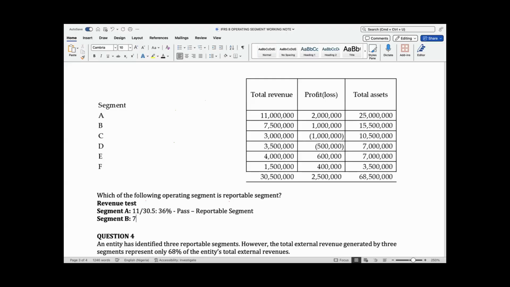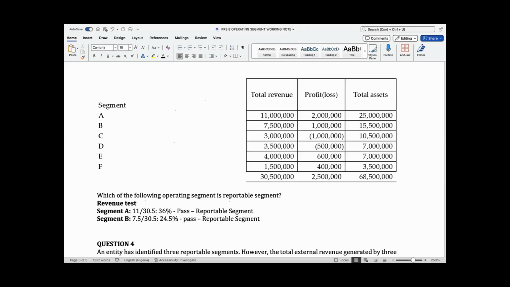That would be 7.5 divided by 30.5. So if I do 7.5 divided by 30.5, that gives me 24.5%, pass. This one also is a reportable segment.